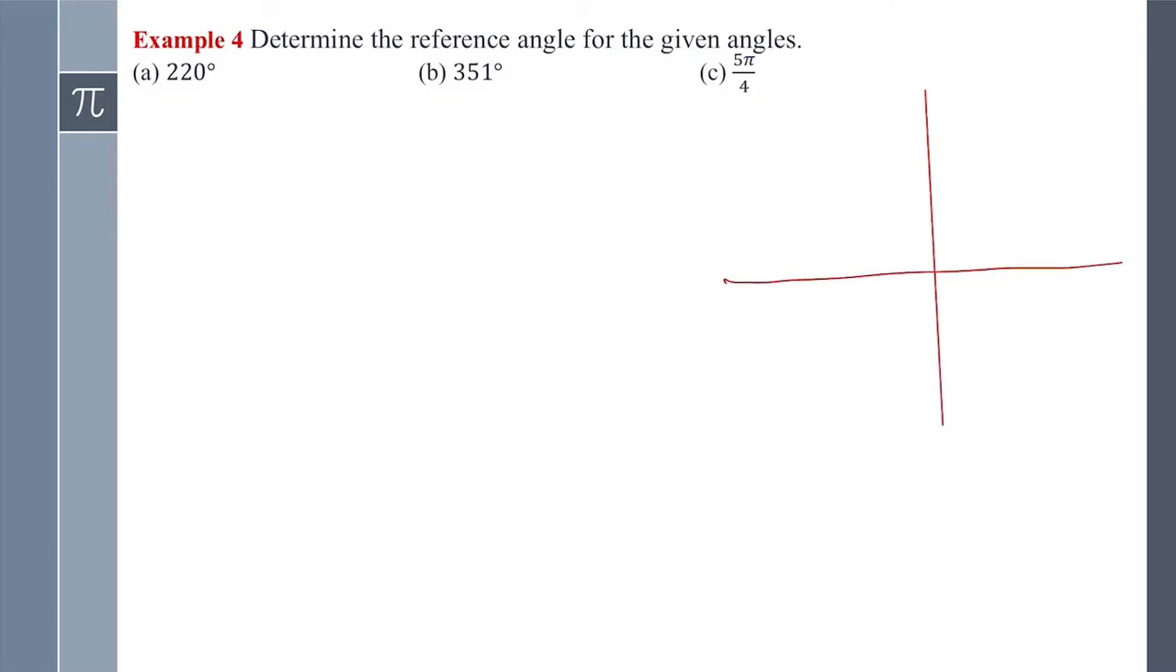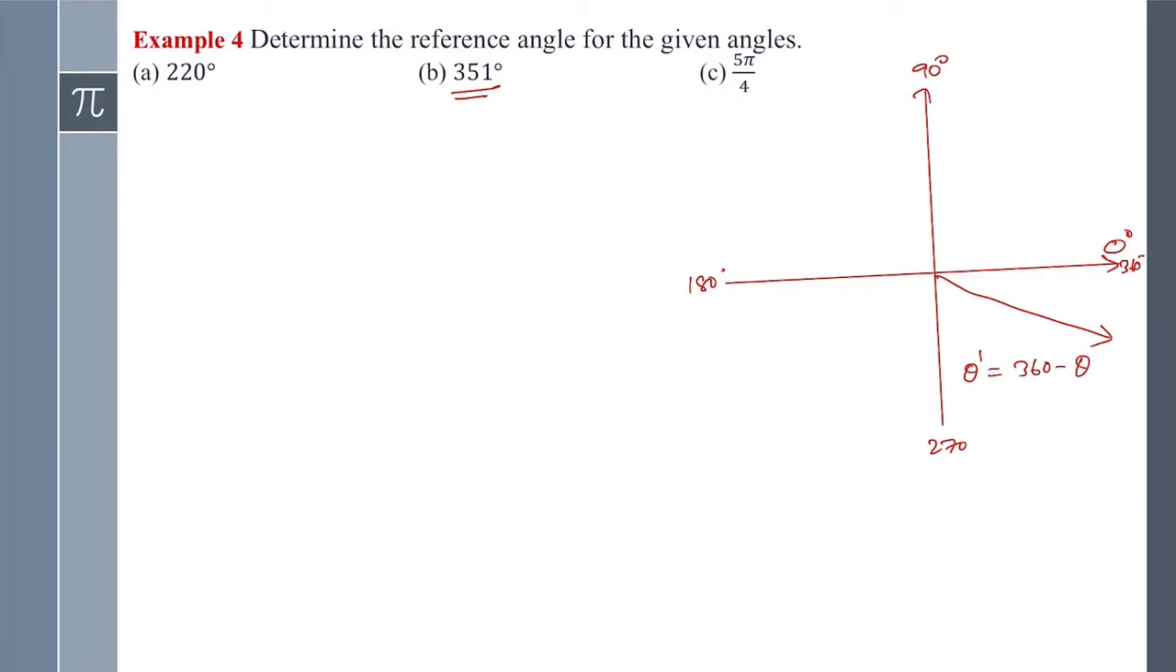So let's see, 351 degrees. This is 0 degrees. This is 90 degrees. This is 180 degrees. This is 270 degrees. And then back to 360 here. So now 351 is an angle in the fourth quadrant. So remember, in the fourth quadrant, to find the reference angle, we have to do 360 minus the angle.